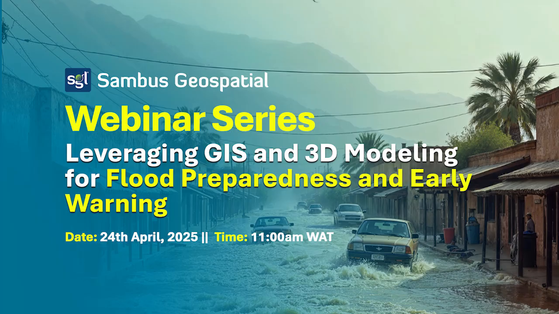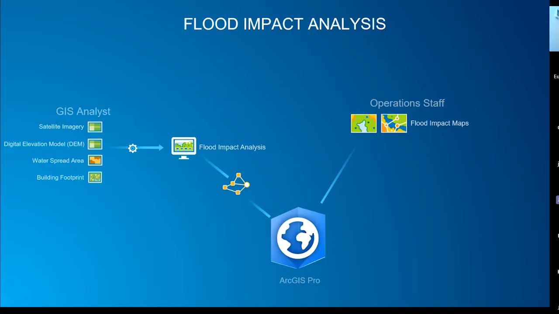So welcome to our webinar, which is leveraging GIS and 3D modeling for flood preparedness and early warning. Okay, thank you. So to carry out flood impact analysis, you need certain data sets and you need certain software for you to be able to do that. Some of these data sets include, but are not limited to, satellite imagery, digital elevation model, as well as water spread area, as well as building footprint.